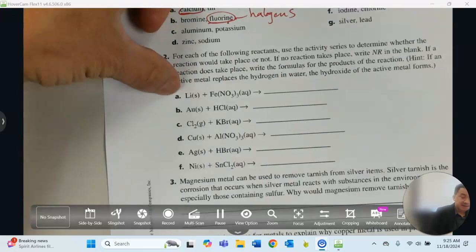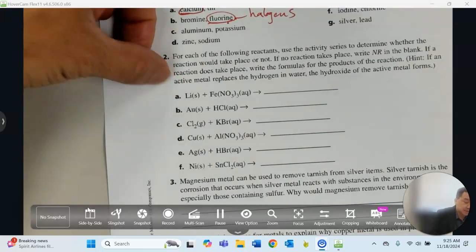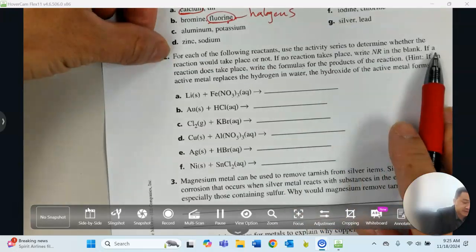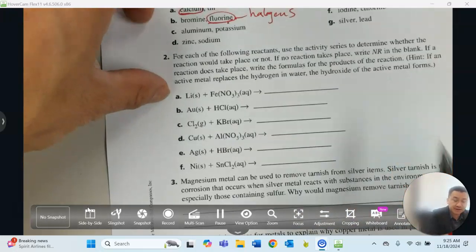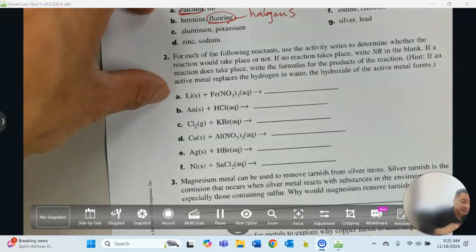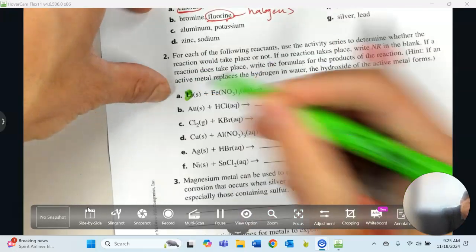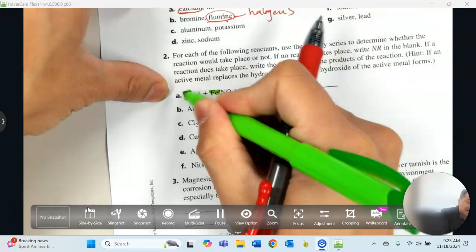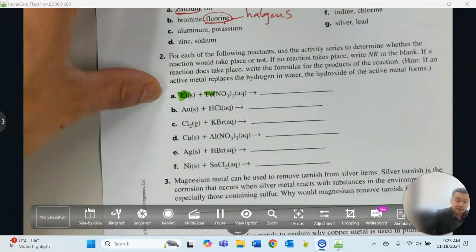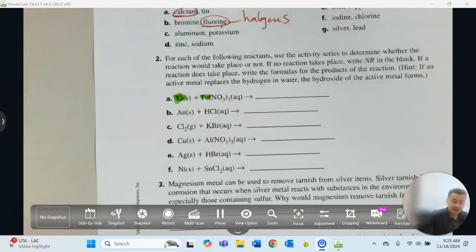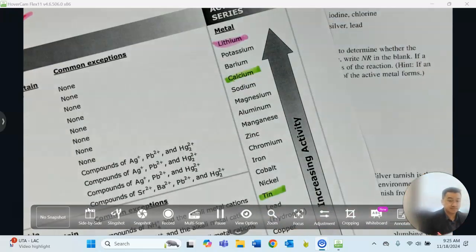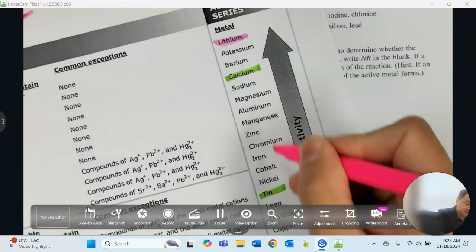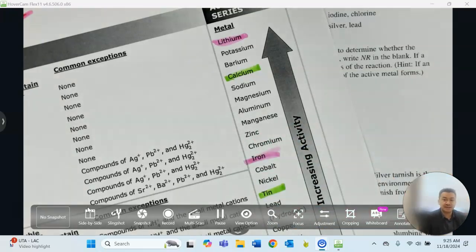So that's a lot of direction here. Read it to yourself. I'm not going to bore you and read it to you, but here's the gist of this. Lithium is a metal. It will try to replace the other metal, which is iron. So look at your list. Is lithium above iron? Lithium's all the way on top. It's going to replace everybody. Iron's all the way down here. So the answer is yes.